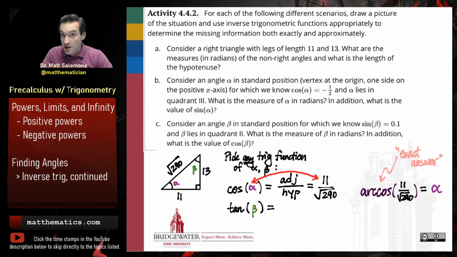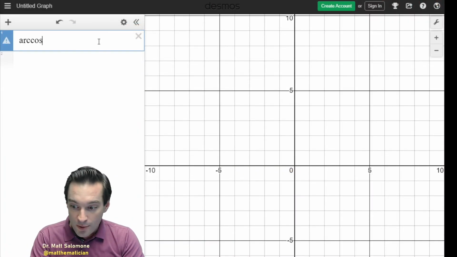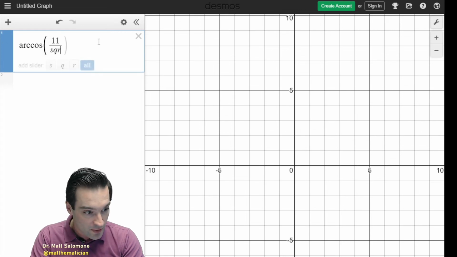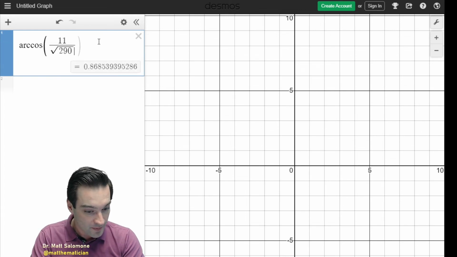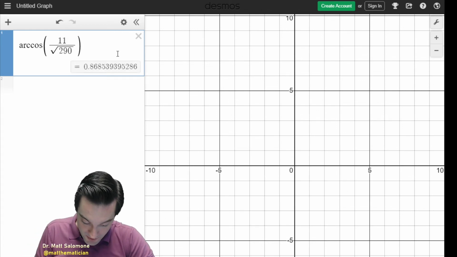Alpha is the arc cosine of 11 over the square root of 290. But of course, if we want an estimate of this, probably we'll use some technology, because I certainly don't know how to compute an arc cosine of 11 over the square root of 290. So I will just open up a graphing calculator, like Desmos, and write in here arc cosine of 11 over the square root of 290. And it will spit out an approximation for me.